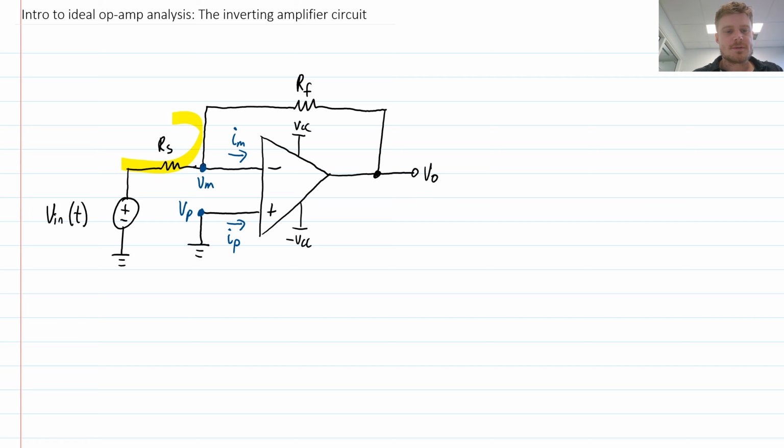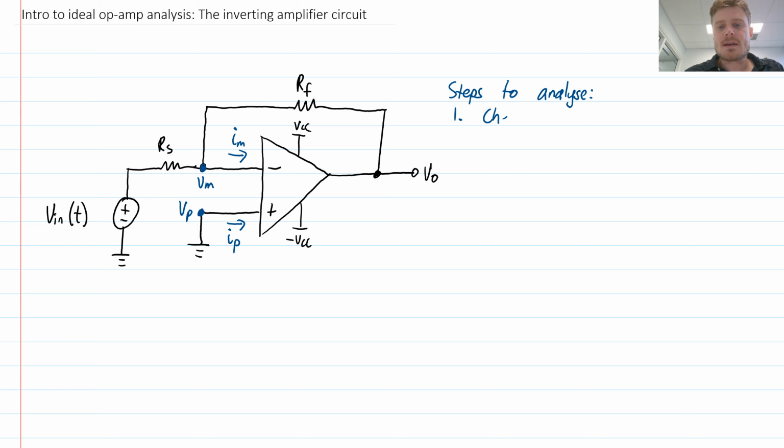We have two resistors, RS and RF here, and of course we have our op-amp in the middle. And this thing is called an inverting amplifier circuit. It's an actually useful design, and we're going to see why it's useful as we go through and analyze it. But let's learn about the steps that we need to follow. So the steps to analyze a circuit like this.